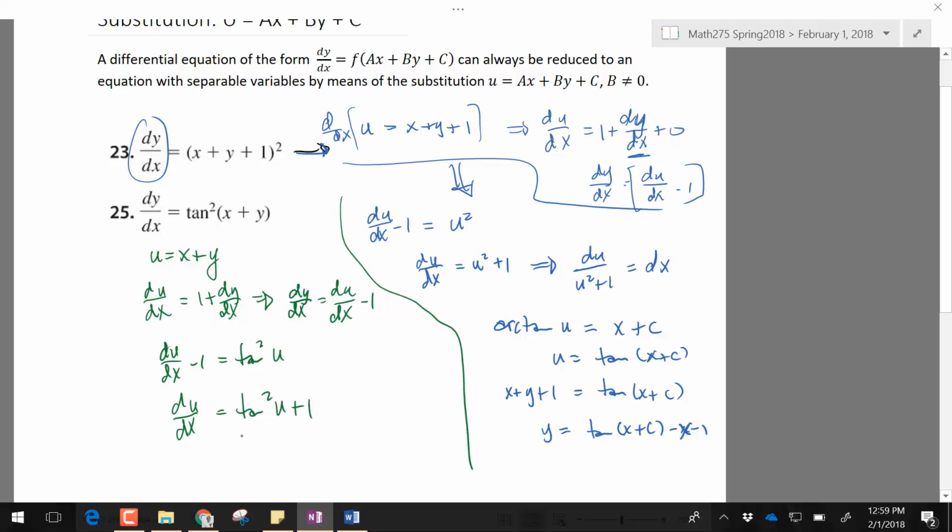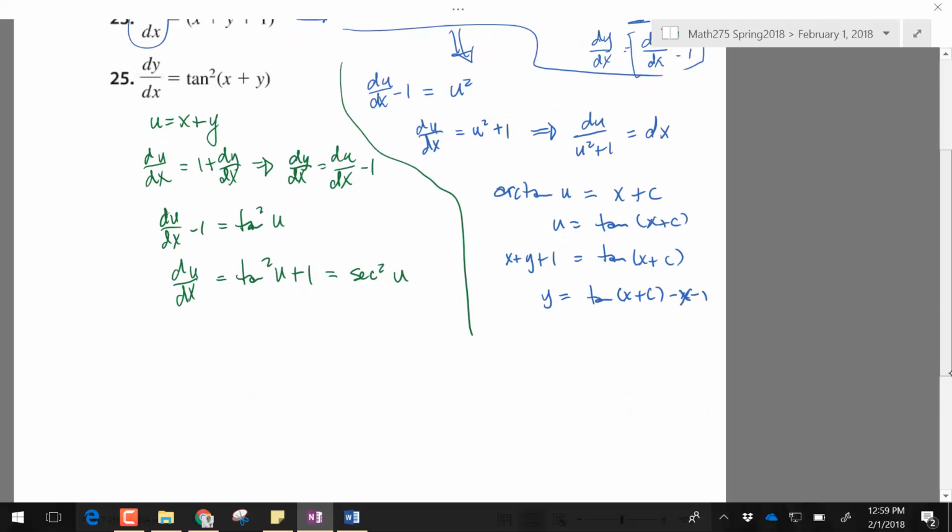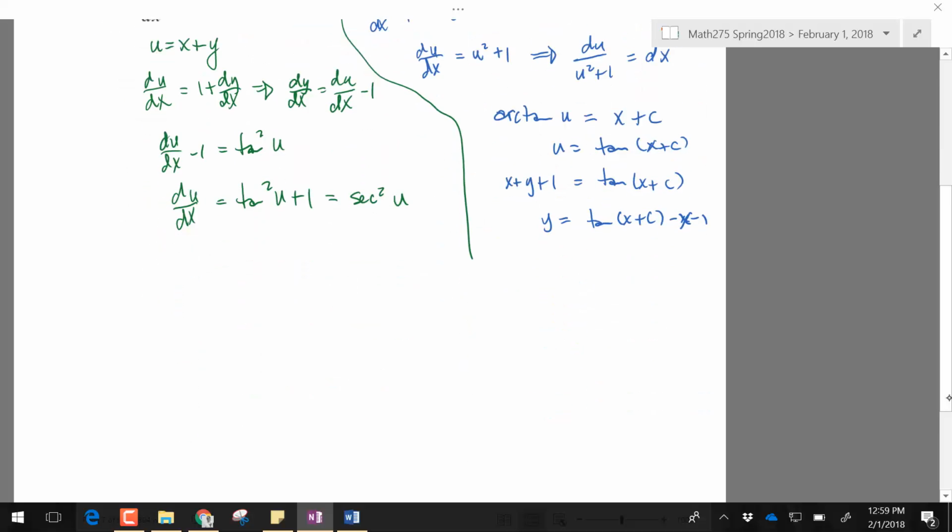And then we'll separate it. Oh, we know what tan u is. Tan squared u plus 1. Isn't that like an identity? Secant squared. All right. Secant squared u. This is pretty much done, right? Let's move on. Let's finish it. Du over secant squared u.